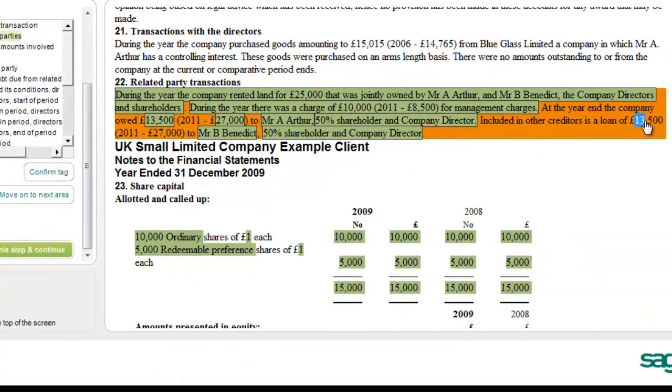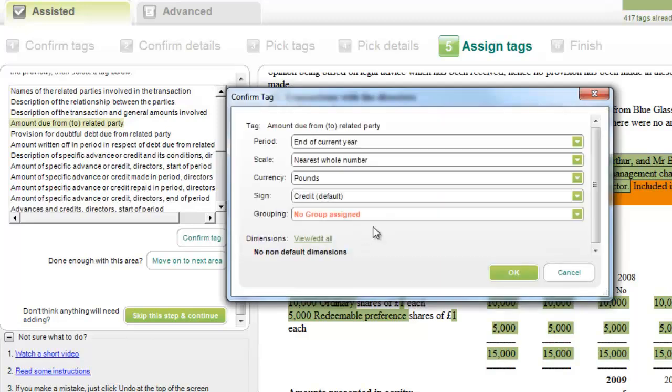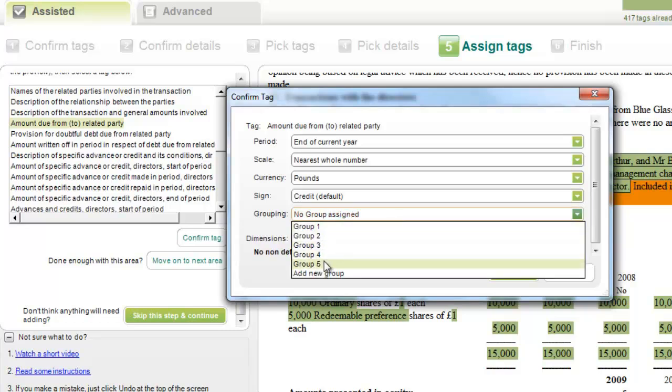So the next element for this transaction is the amount for this year. So I highlight the amount due from to related party and hit confirm tag. The software needs a grouping. Again, with this I will use group 5 on the current year tag as well, because I haven't used this particular tag with group 5 so far.